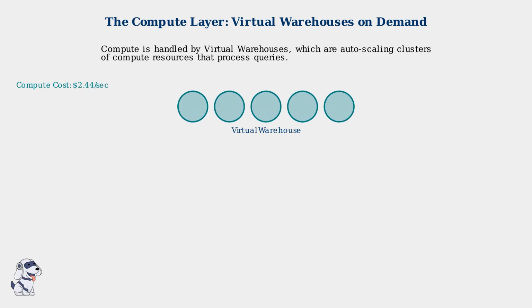Virtual warehouses scale automatically. As demand increases, more compute resources are added to handle the load, and they scale down when less power is needed. This on-demand scaling ensures optimal performance without over-provisioning.